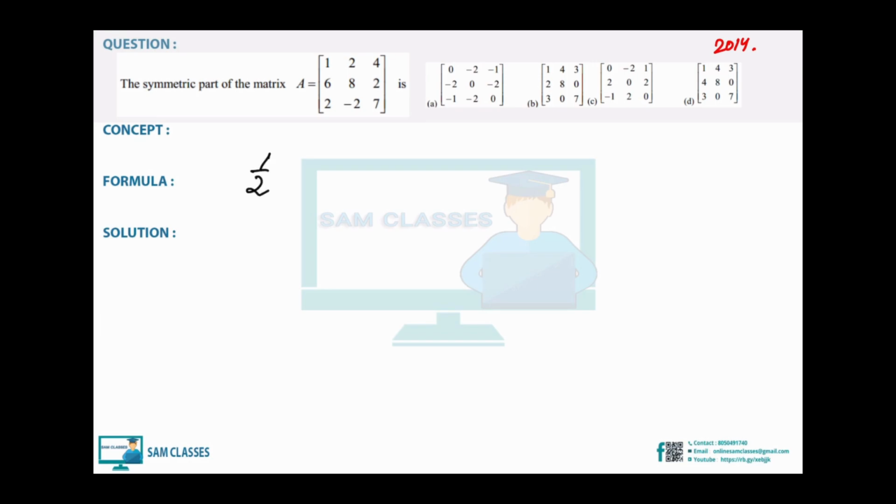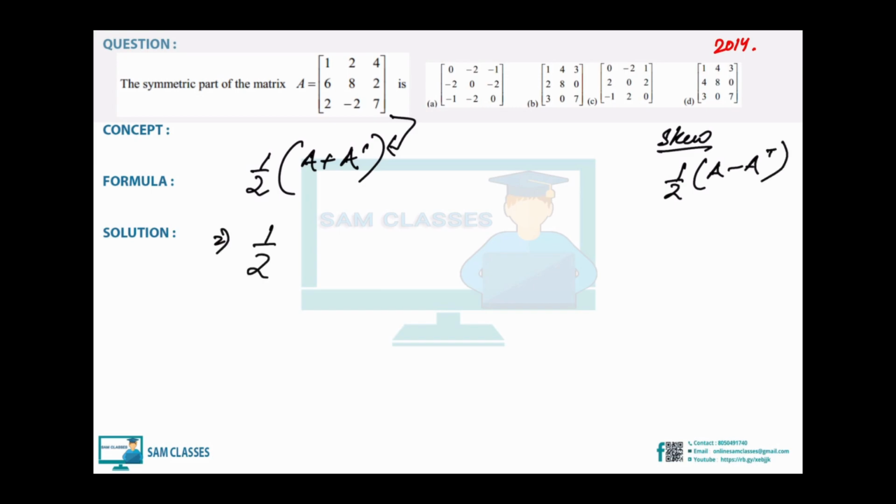So again, what we have to do? We have to find the symmetric part, that is nothing but half of A plus A transpose. Now I don't think anybody will have doubt. Symmetric means half of A plus A transpose. Skew symmetric means half of A minus A transpose. Correct? Now let's solve it. Half of.